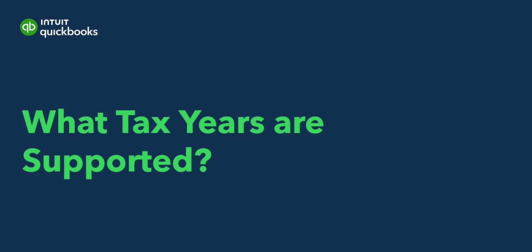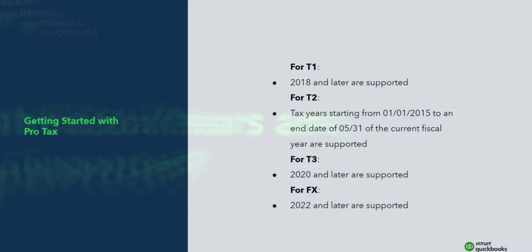An important question that a new user of ProTax may have is, what tax years are supported by ProTax? What year can I actually make a return for? Well, for T1, you can start at 2018 and later up until the most recent module are supported. For T2 returns, tax years starting from January 1st, 2015 to an end date of May 31st of the current fiscal year are supported. For T3, 2020 and later are supported. And for FX form and slip filing and creation, 2022 and later are supported.